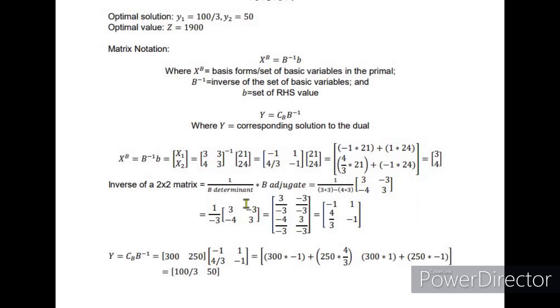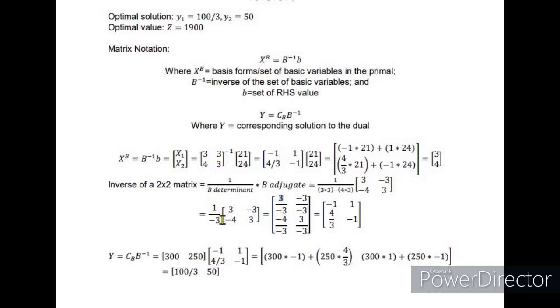Okay? And here, 1 over B determinant. So the determinant of this matrix. Since this is just a 2 by 2 matrix, to get its determinant, you will just subtract the product of 4 and 3, the diagonal 4 and 3, from the product of another diagonal, which is 3 and 3. Okay, so that's how you get it for a 2 by 2 matrix. Then just multiply it 1 by 1. So 1/3 multiplied by 3.